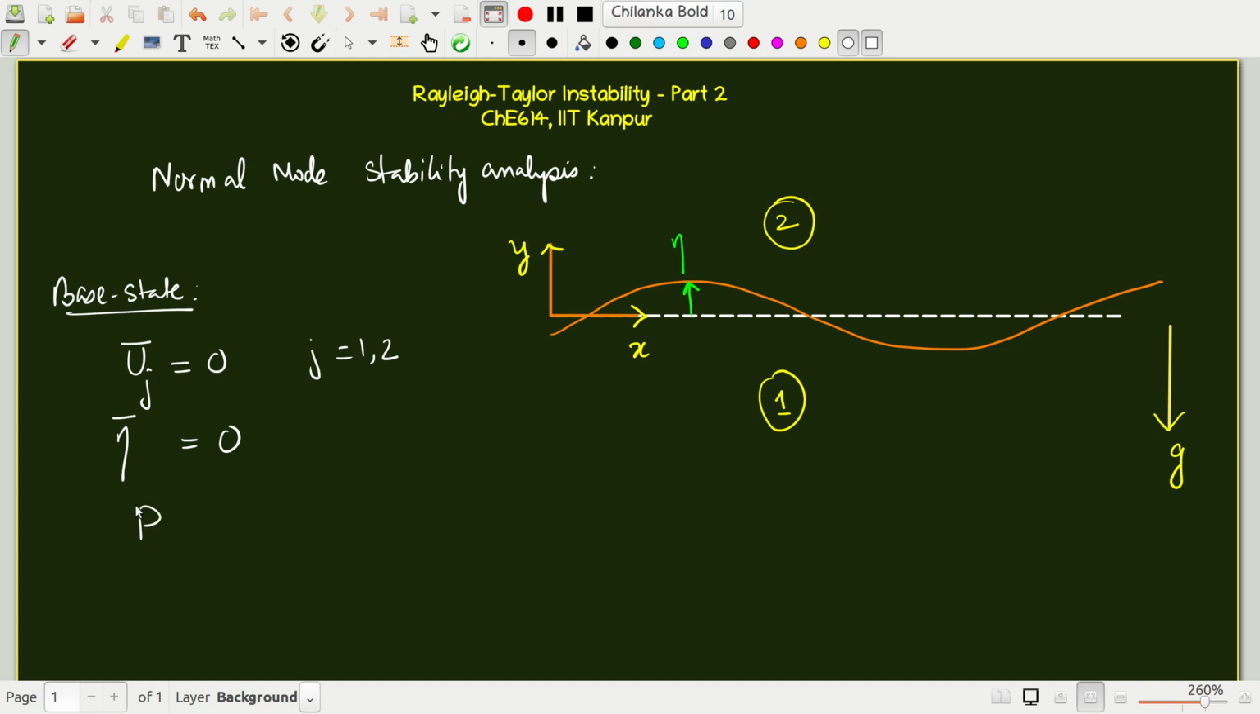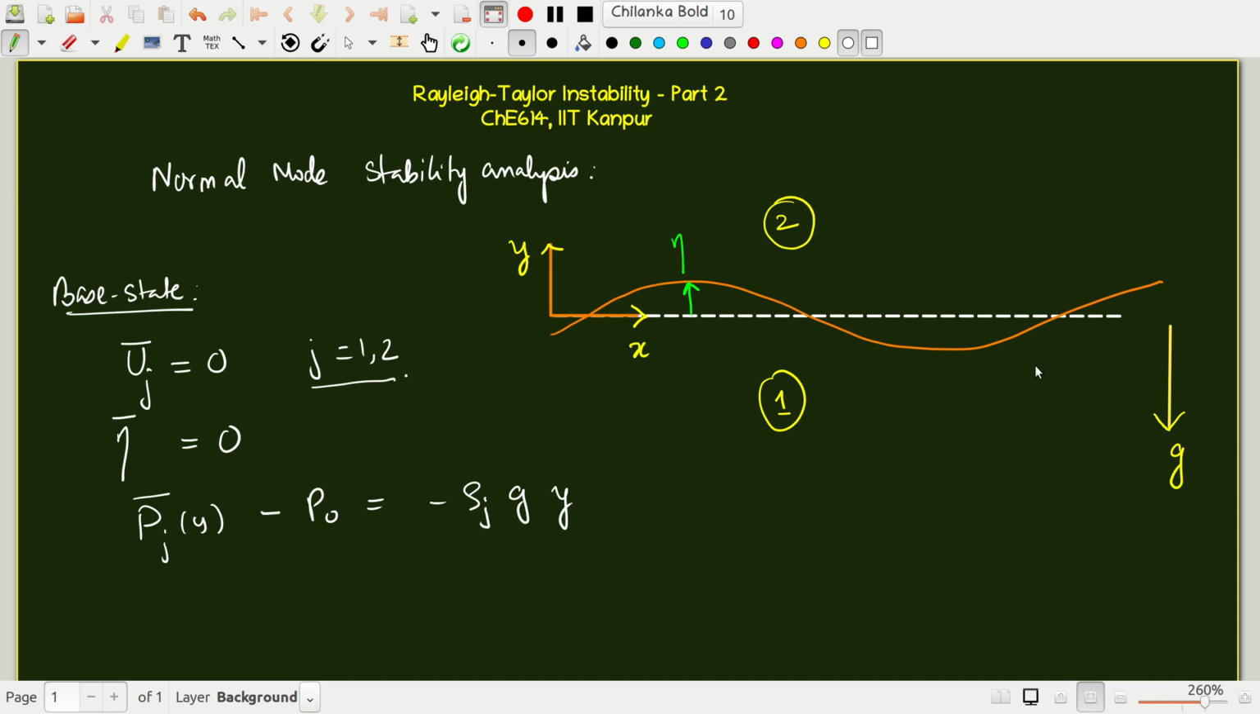So Pj bar of y minus P naught is minus rho j g y. What this means is that when y is positive, as you go above in this direction, the pressure should decrease, whereas when y is negative, as you go down, the pressure should increase because gravity is acting in this direction. So this negative sign accounts for that, and j is of course 1 and 2.